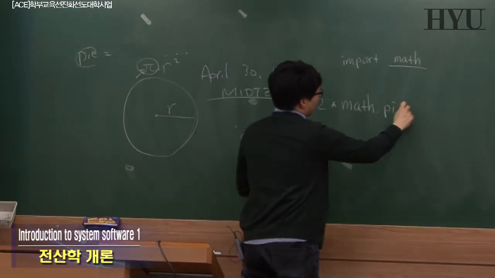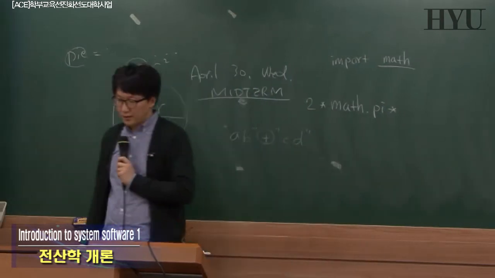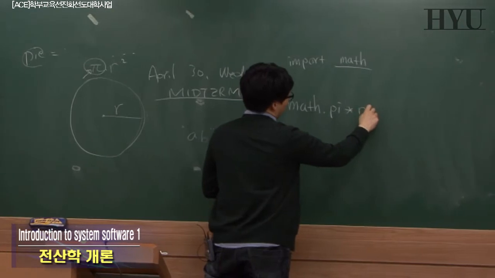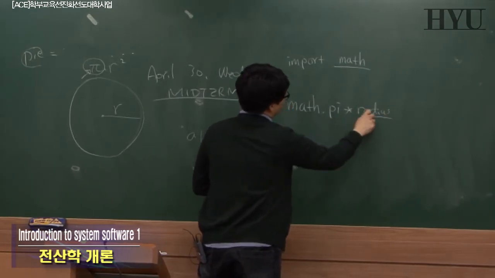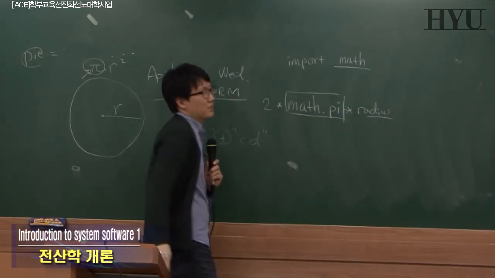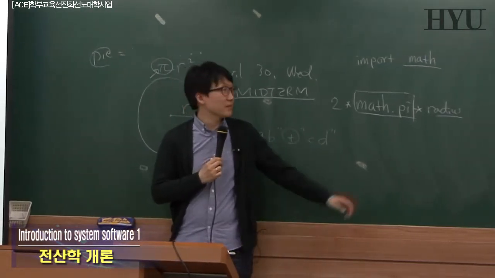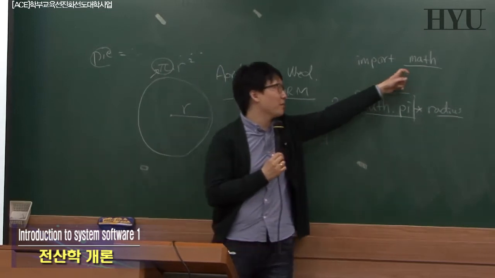2 times radius, 2r 아닌가? 맞나? 맞네. Radius. Radius from the input. Very dumb example, but the only thing that I wanted to show you is I can call out the values from that library.